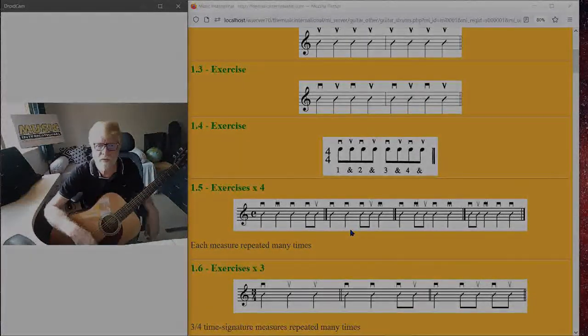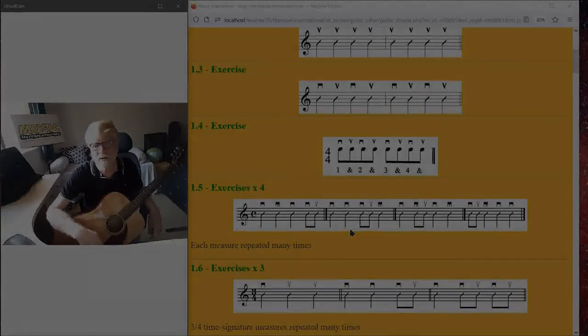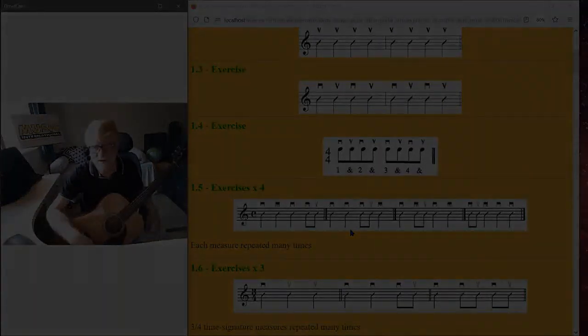That should be enough to get you started on the guitar. Then we can get into more complicated exercises in subsequent videos.